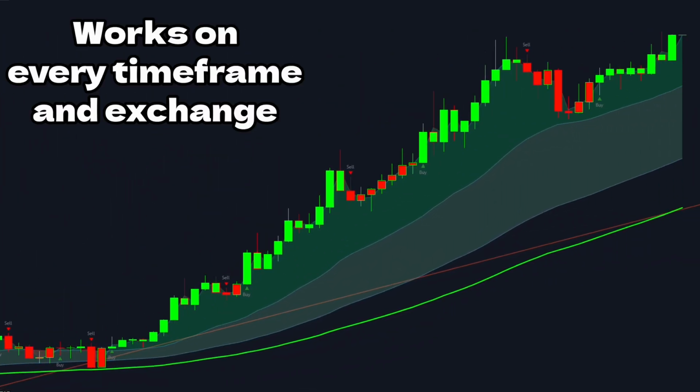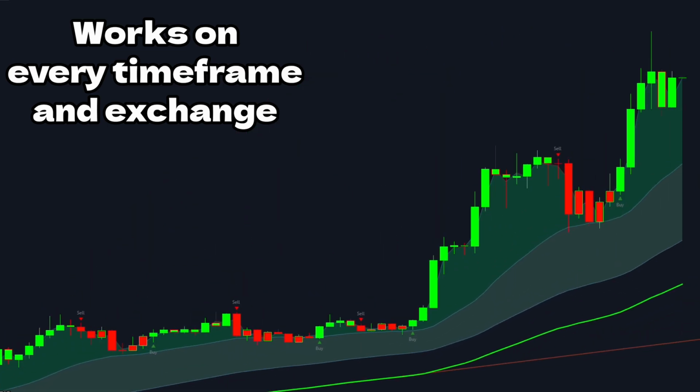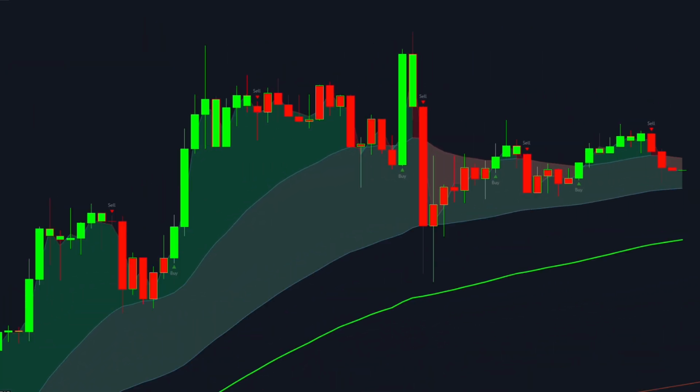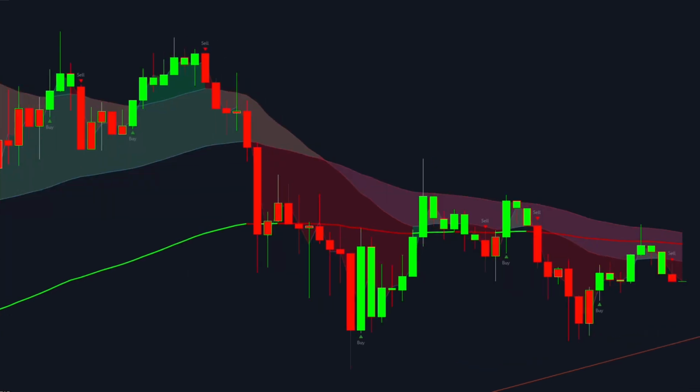It also does work on multiple assets and time frames. From stocks, crypto to Forex, it's designed to adapt to different markets.